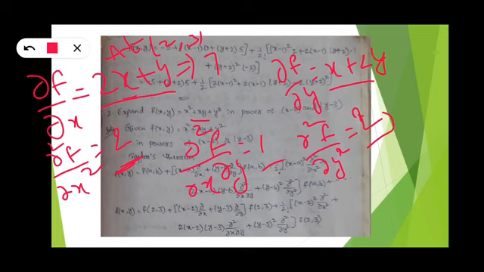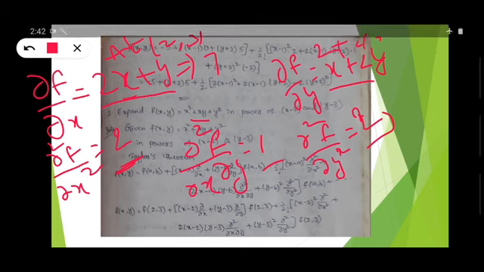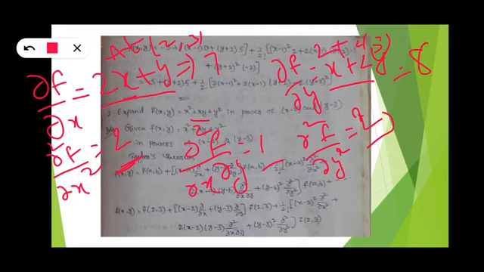Now we calculate ∂f/∂y at the point (2, 3). Substitute here 2 plus 2 into 3. 2 into 3 is 6, 6 plus 2 is equal to 8. So at the point (2, 3) this value will be 8, and this value will be 7. So 7, 8, 2, 1, 2. Substitute all these values in this equation.